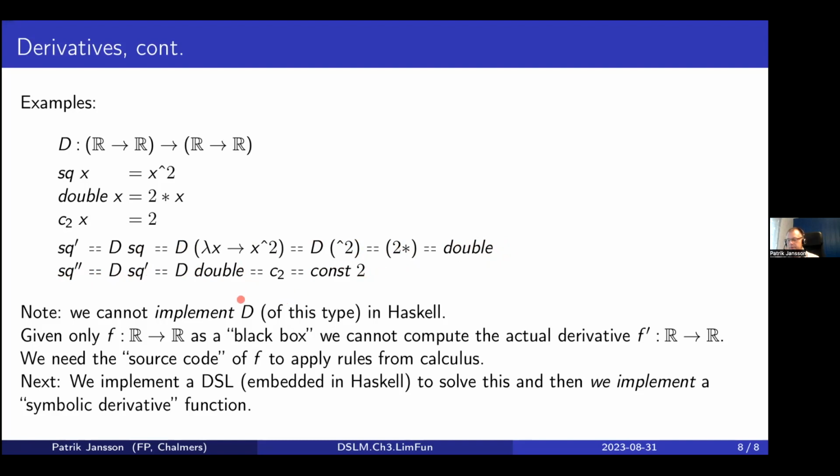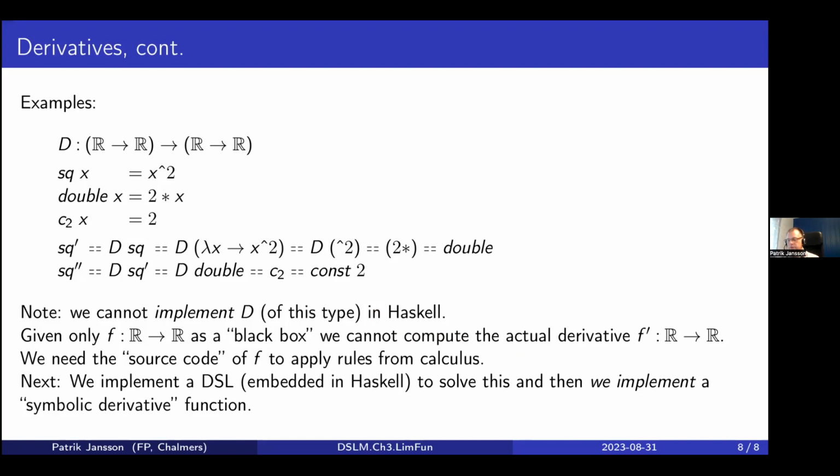And the thing is that we cannot implement D of this type in Haskell, or in any programming language, by the way, because it will need to have something more than just a function. It will need to know how the function is defined. So we can approximate it, and I will look at this a little bit in the live coding very soon. But we cannot compute the actual derivative unless we have the source code of f.